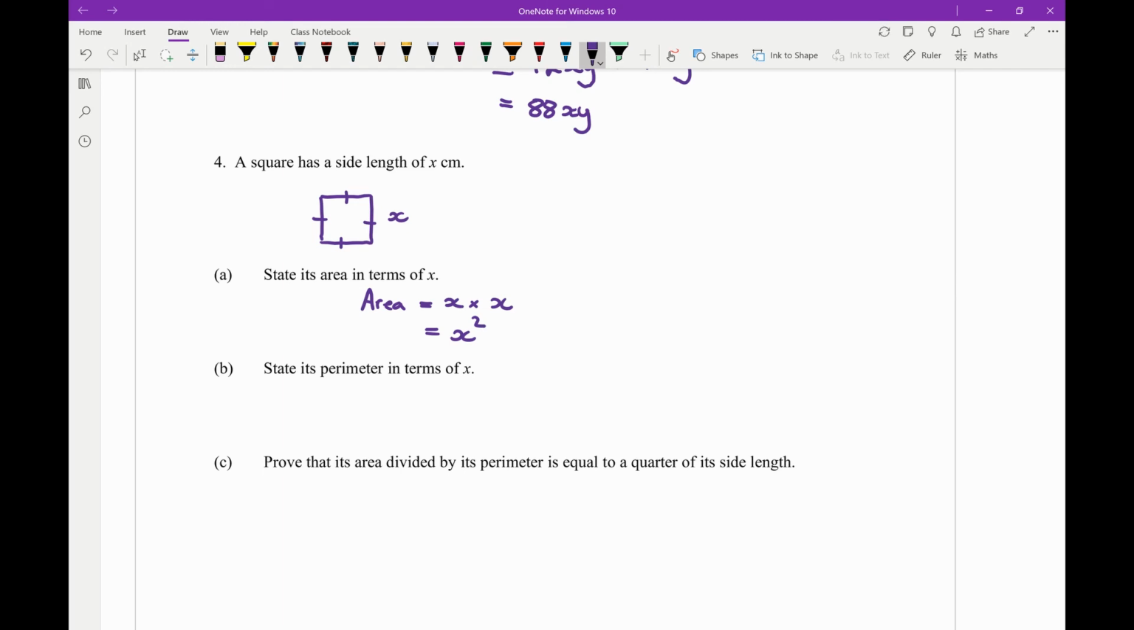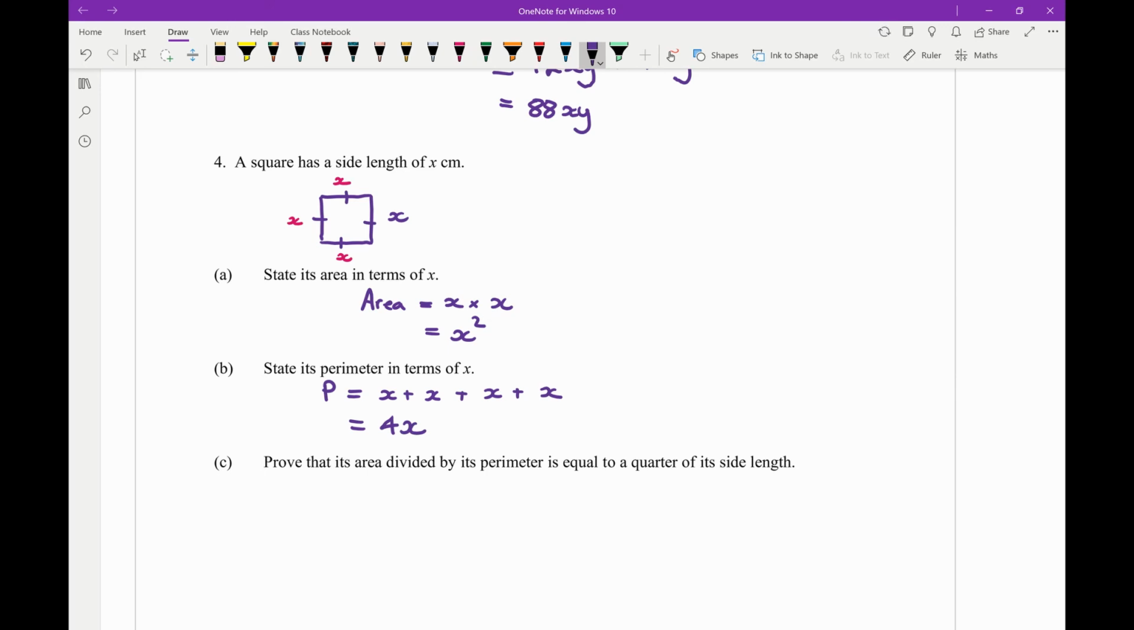Part B, state the perimeter in terms of x. Now I'm going to use P for perimeter. Perimeter is adding up all the sides. Well, if it's x on this side, then this one's going to be x, and this one's going to be x, and this one's going to be x. So altogether, I have got x plus x plus x plus x. Or, they're all like terms, so 1, 2, 3, 4 x's.